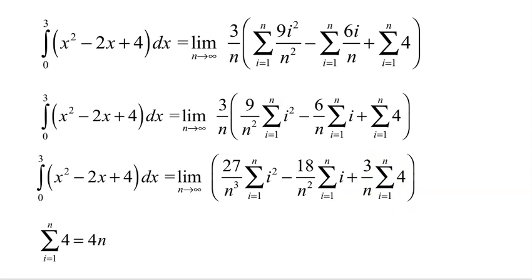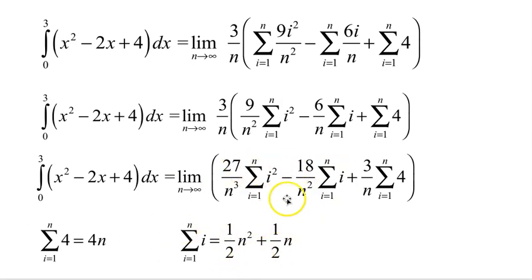Now the easiest one is the sum as i goes from 1 to n of 4, which is 4 plus 4 plus 4 plus 4, n times. I hope that's obvious that that's 4n. So this gets replaced with 4n. Now, the sum as i goes from 1 to n of i is not obvious, but here's the fact. The sum as i goes from 1 to n of i is a half n squared plus a half n. Relatively easy to prove with math induction or something like that. But you can go ahead and accept that. So that is going to replace the sum as i goes from 1 to n of i, the half n squared plus a half n.